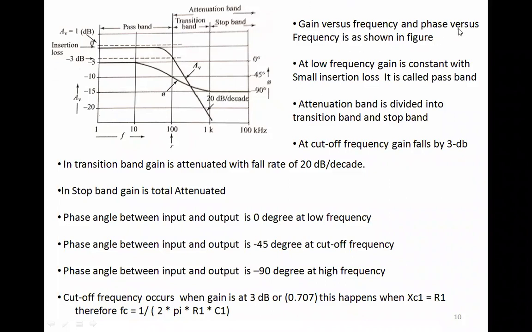Now gain versus frequency and phase versus frequency is shown here, right? So you have AV, which is the gain, and you have 20 dB per decade, so that's also shown here. And this is our cutoff frequency, right? So this point at 100 hertz is our cutoff frequency. At low frequency, gain is constant with small insertion loss. It is called passband. So as I told you, passband is something where there is very minimal loss. Then attenuation band is divided into transition and stop band.